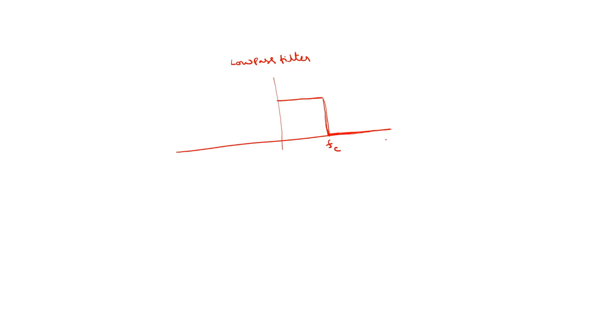Up to f equal to fc, this is the frequency f, and this is the magnitude of H of f. This is unity, this is 0, and of course, this is symmetric with respect to the origin. I am not showing the other part. It allows the frequencies from 0 to fc with unity gain. From fc to infinity, the gain is 0, so all frequencies above this fc will be rejected. So, this is the ideal low pass filter.